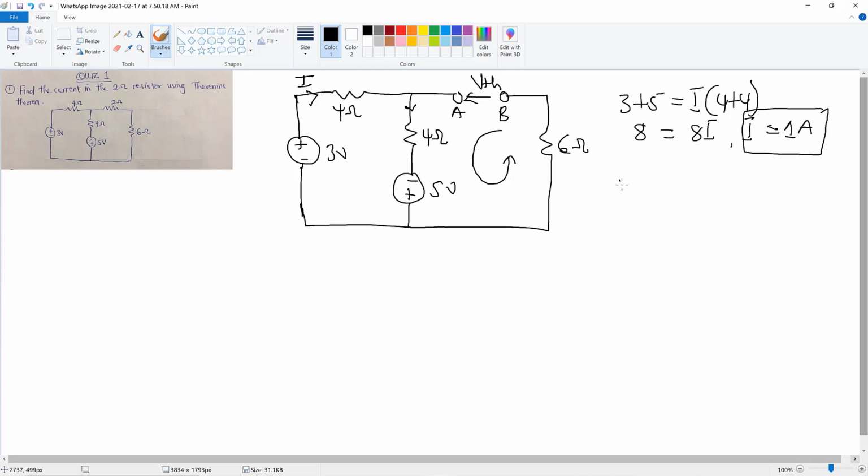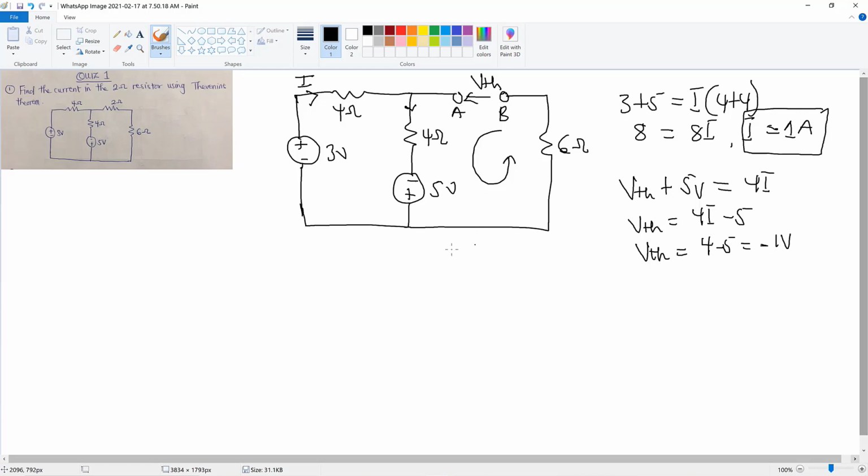we have our VTH plus 5 volts, 5 volts because it's in the same direction as the VTH, and it's equal to 4I. So our VTH is equal to 4I minus 5. Since we have our I to be 1 ampere, our VTH is now equal to 4 minus 5, and that is negative 1 volt. Now, the negative means that the terminal B is at a higher potential than the terminal A.